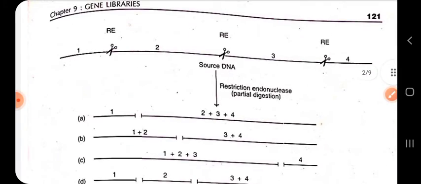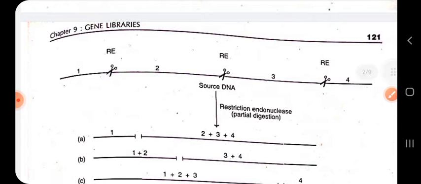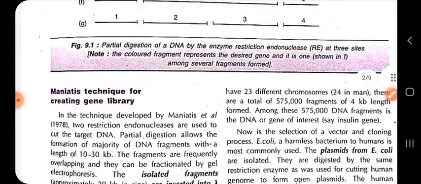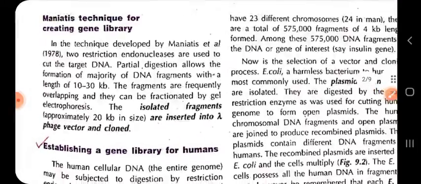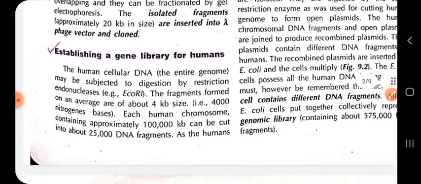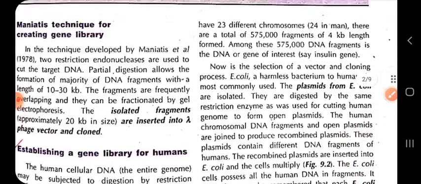I think you have understood what I have said. I have repeated this two times now. So just go through this, just study this part. So this is the first important aspect of making a genomic library. Now what does it say?